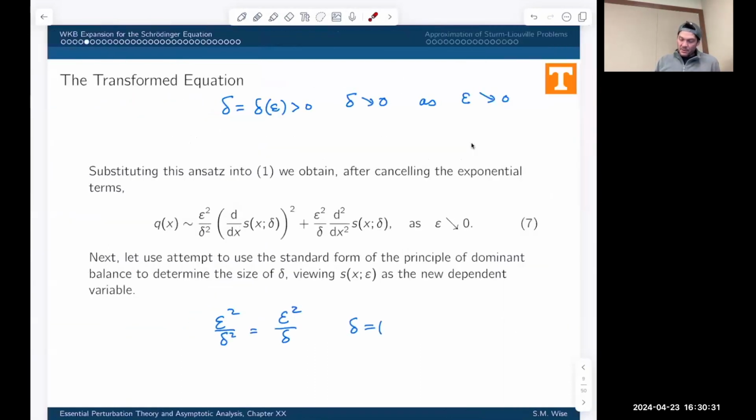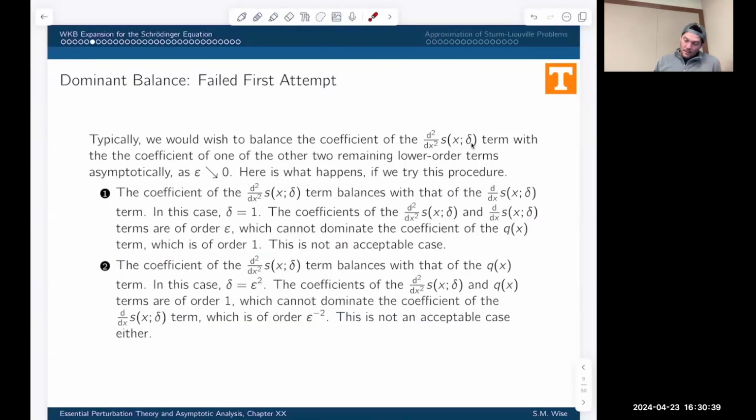You can see why balancing the coefficient of this term and this term fails, because this would be order 1, order epsilon squared and order epsilon squared. Epsilon squared can't dominate order 1. Now, let's try balancing the coefficient of this highest order term with that of the Q term, which is, of course, just order 1. So in that case, delta has to be equal to epsilon squared.